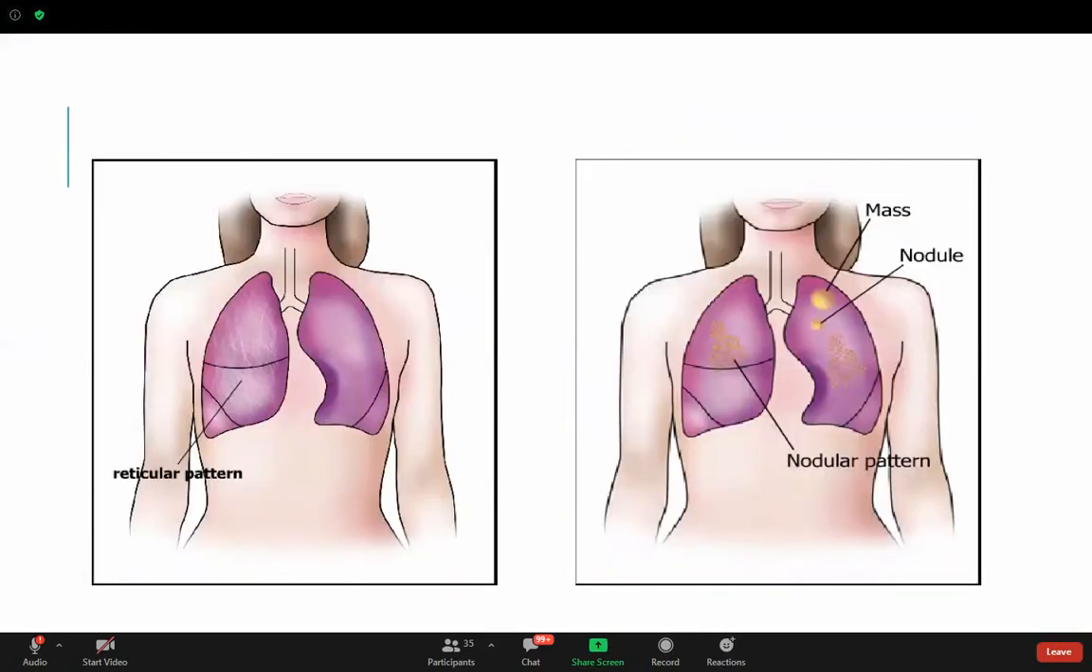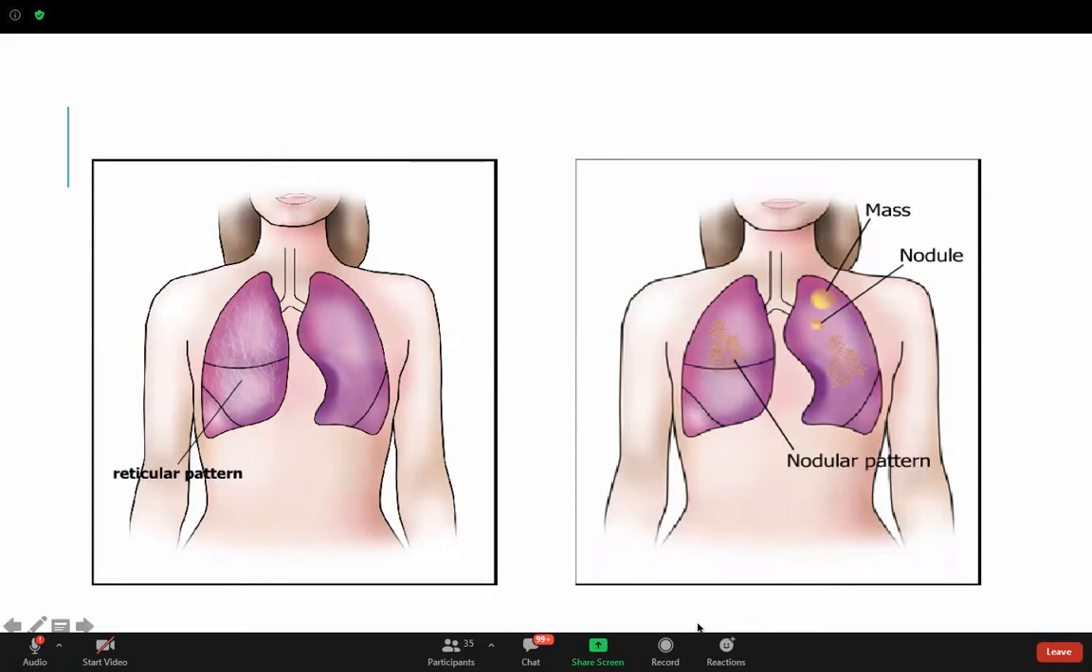Okay. This is just a picture to remind everyone about the possible patterns in the lung on the X-ray. So we have something we call reticular. You guys see here, reticular. It's like a net, okay? And the other is nodular. Basically, it's like nodules, and then we have 2. We have nodules and mass based on the size. So those are abnormal patterns in an X-ray.